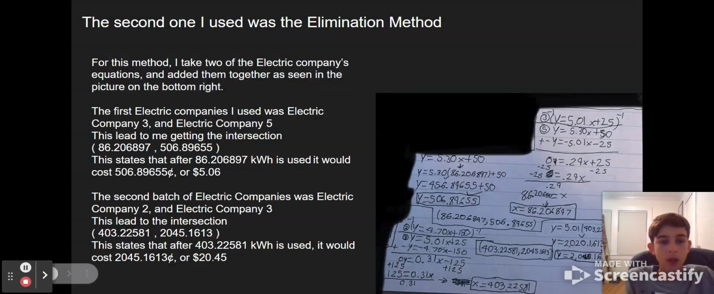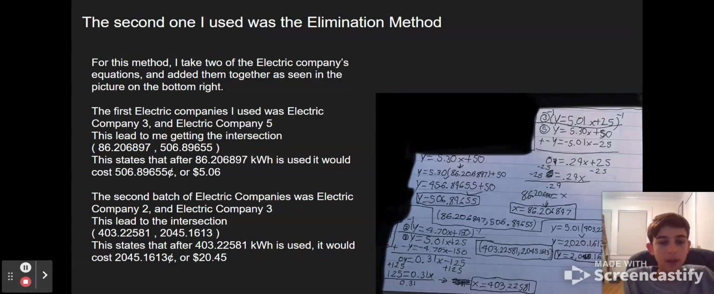Now, the first batch of electric companies I used was Electric Company 3 and Electric Company 5. This led to the intersection 86.206897, 506.89655. This states that after 86.206897 kilowatt hours is used, it would cost us 506.89655 cents, or $5.06, which is not a lot.